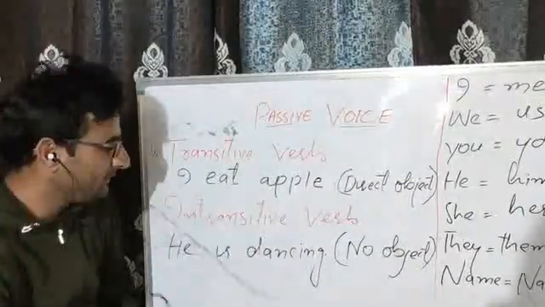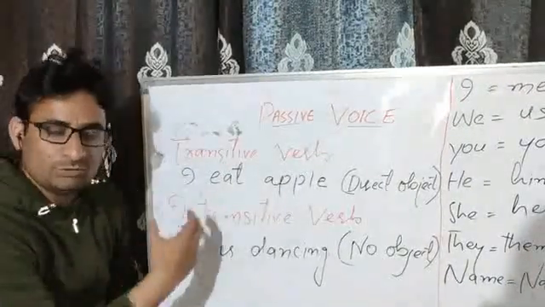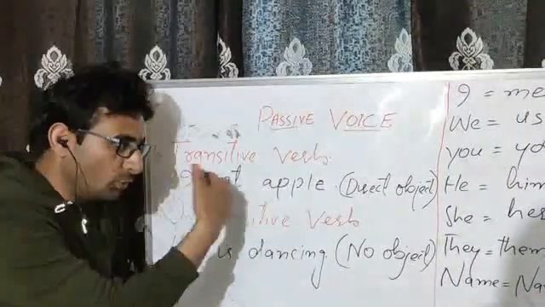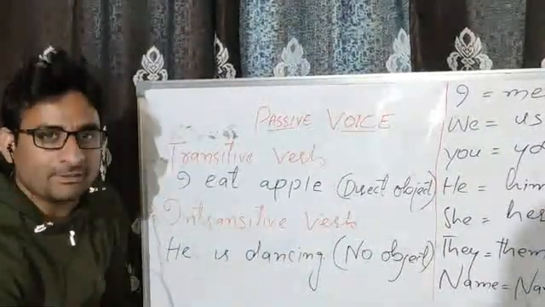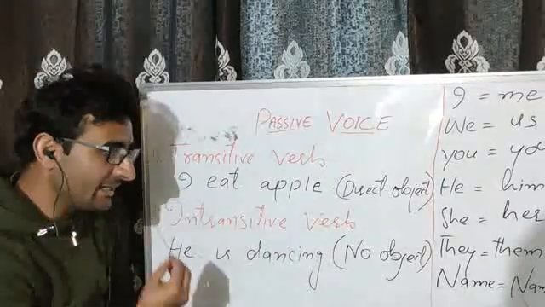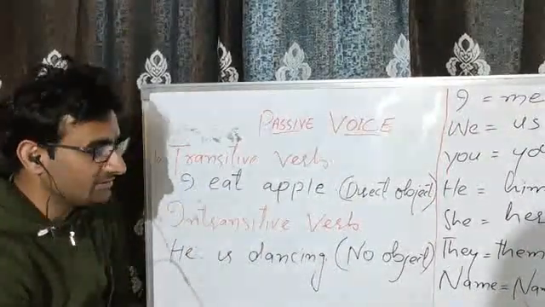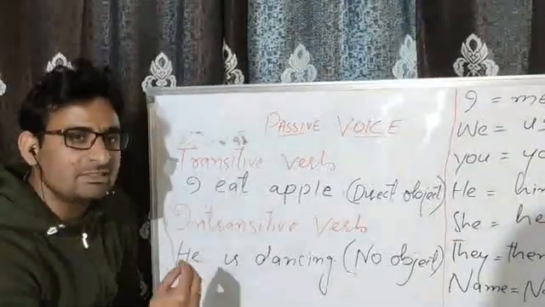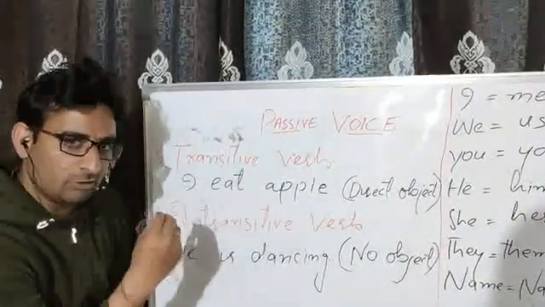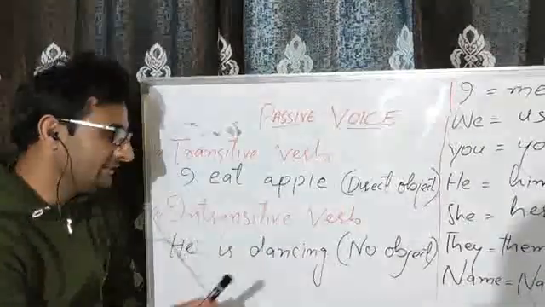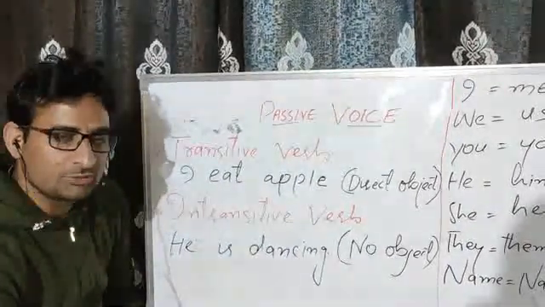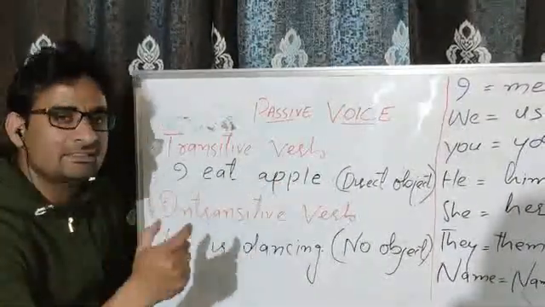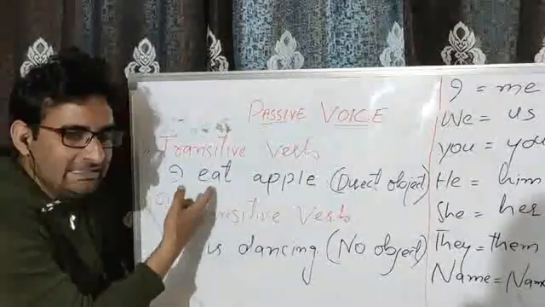Eat आपका verb है, ये आपका action है, और ये action जो है यहीं पर इस verb पर ही stop नहीं होता है, बल्कि it passes to the object, and the object here is apple. A direct object means the object is directly affected by the verb. When the object is directly affected by the verb, that verb is a transitive verb. Like here, I eat apple. So this apple is directly affected by this verb eat.